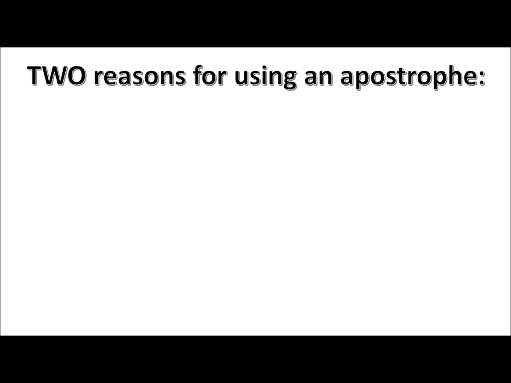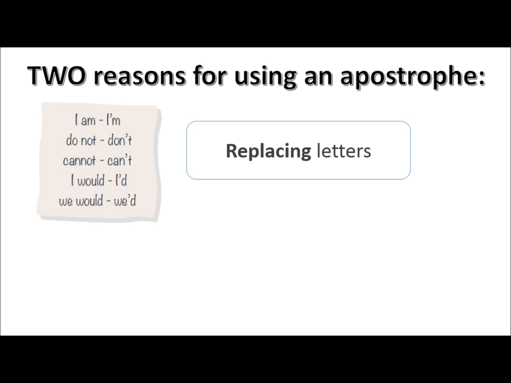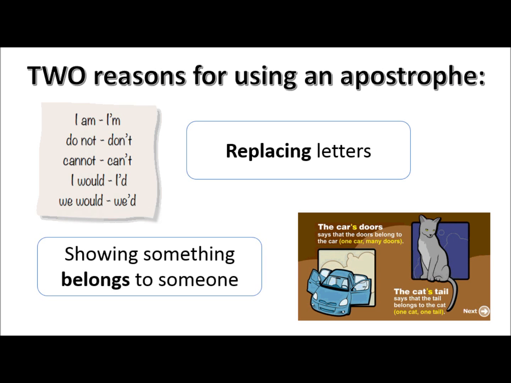So to recap, there are two main reasons for using an apostrophe. Replacing letters, showing something belongs to someone.